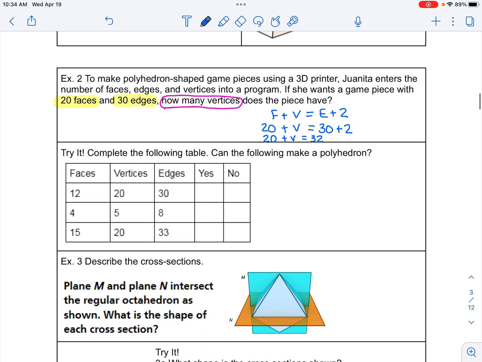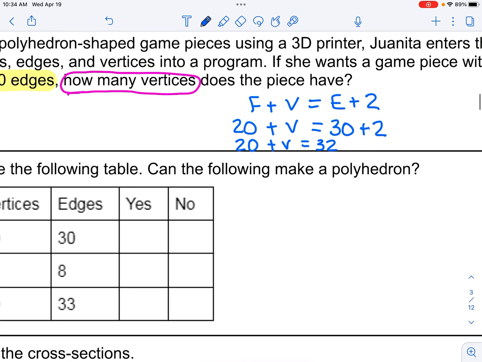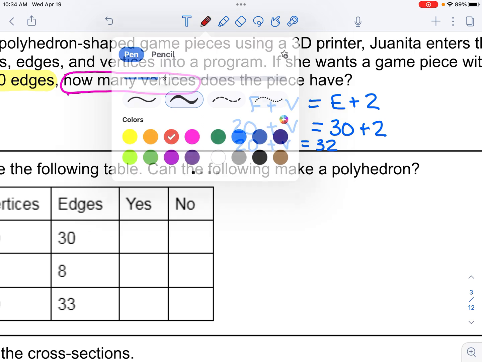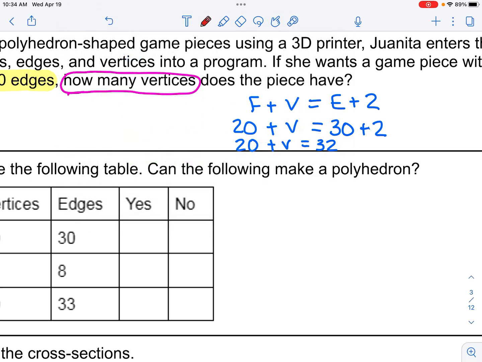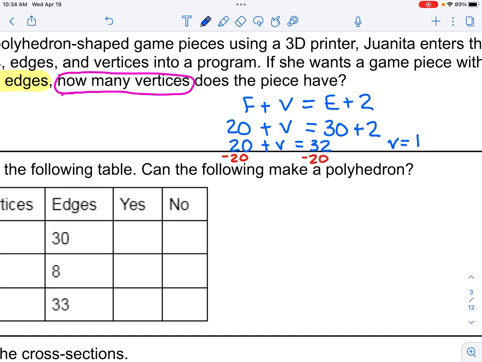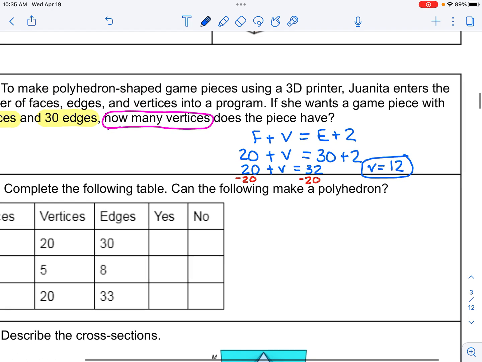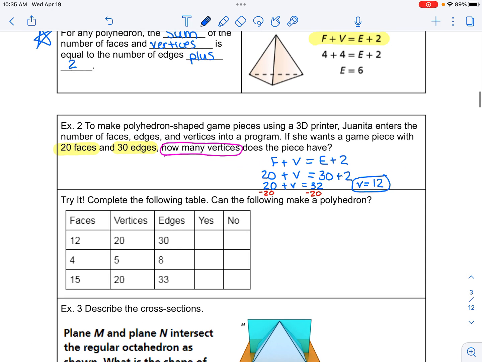If you have that equation to solve for V, to find the number of vertices, the opposite of 20 here, we would have to subtract the 20 to the other side. So we would be left as our answer of V equals 32 minus 20 is 12. So the number of vertices she would need to put into the program is 20 faces, 30 edges, and 12 vertices.